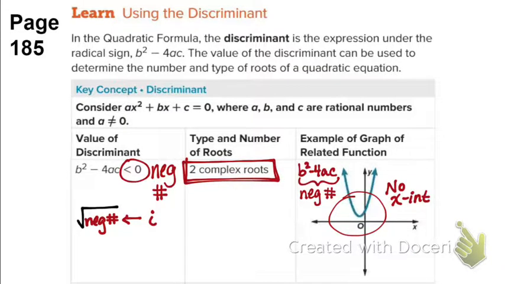So if we get a negative for our discriminant, we would have a negative under the radical when we substitute it into the quadratic formula. And because of that negative number, we would only have imaginary roots, complex roots. No real solutions, no x-intercepts. All right, let's practice this with a couple of problems.